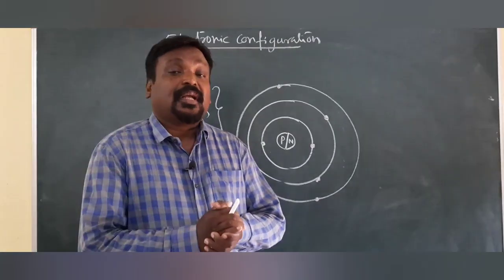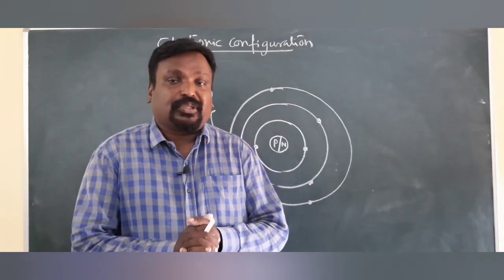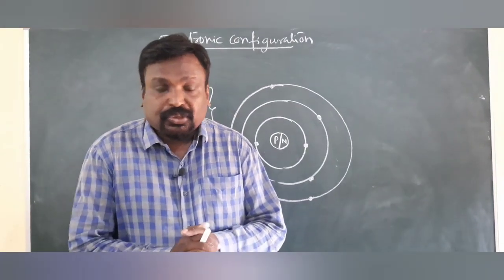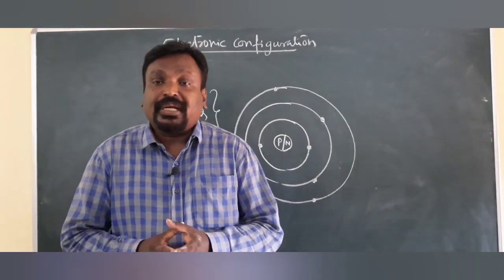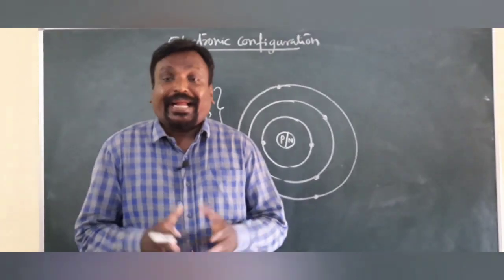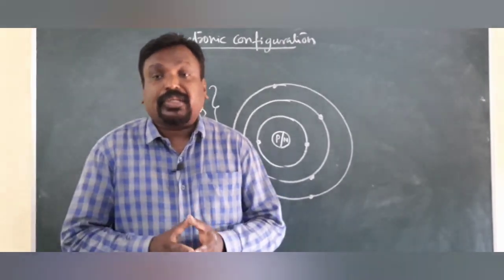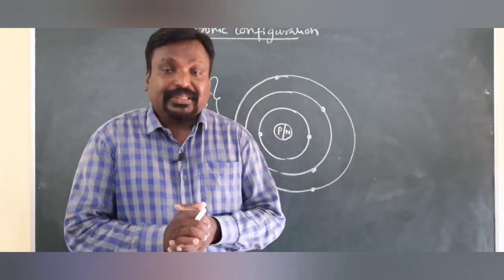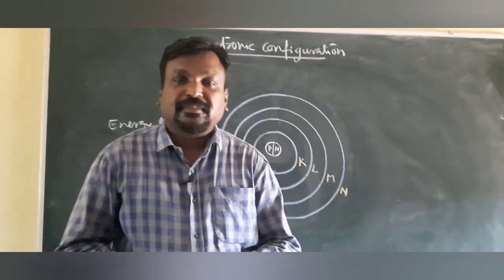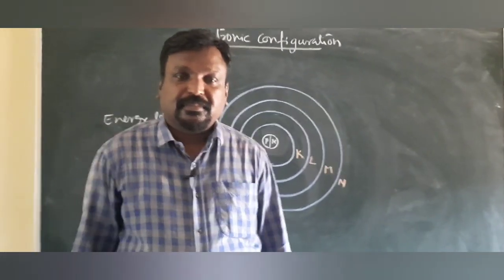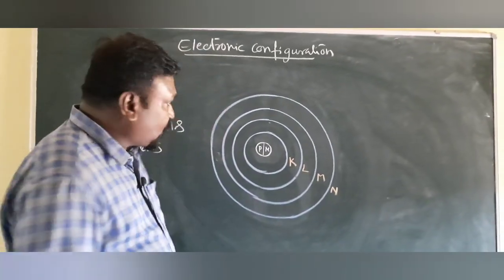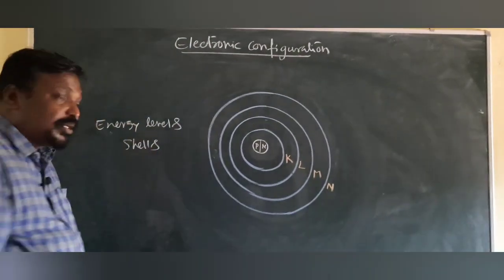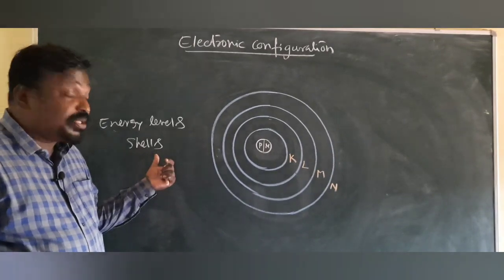So, then what do you mean by this electronic configuration? These electrons are arranged in a definite fashion or in a definite pattern. So, let us see how the electrons are arranged. These circular orbits are called energy levels, or they are otherwise called shells.